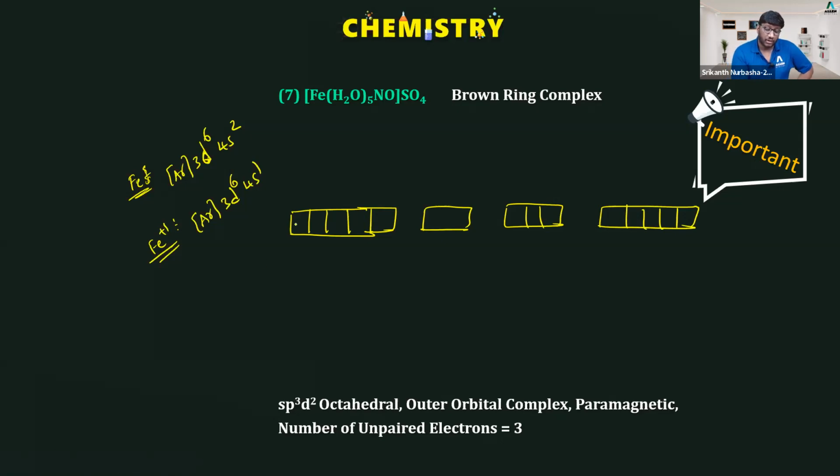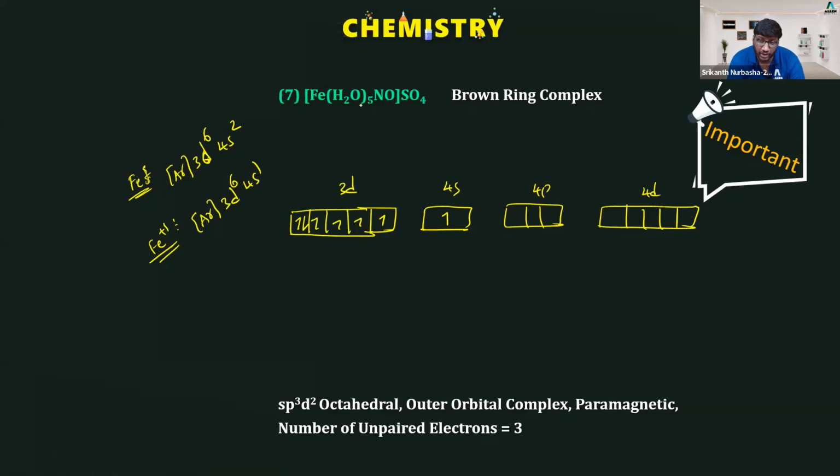Argon 3d6 4s1. You will be having 1, 2, 3, 4, 5, and the sixth electron will be in the 3d only. In the 4s, you have 1 electron. In the 4p, you have no electrons. In the 4d also, you have no electrons. In the 3d, you have the 3d6 electronic configuration. So this is the scenario.